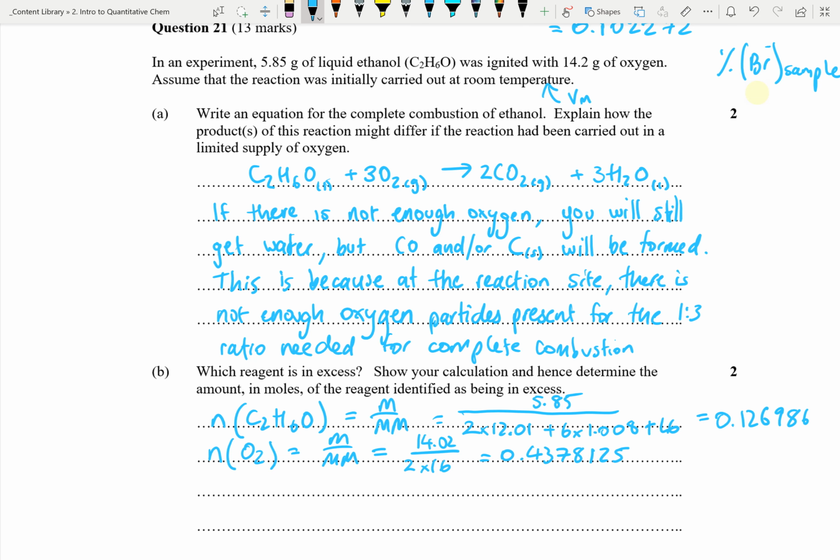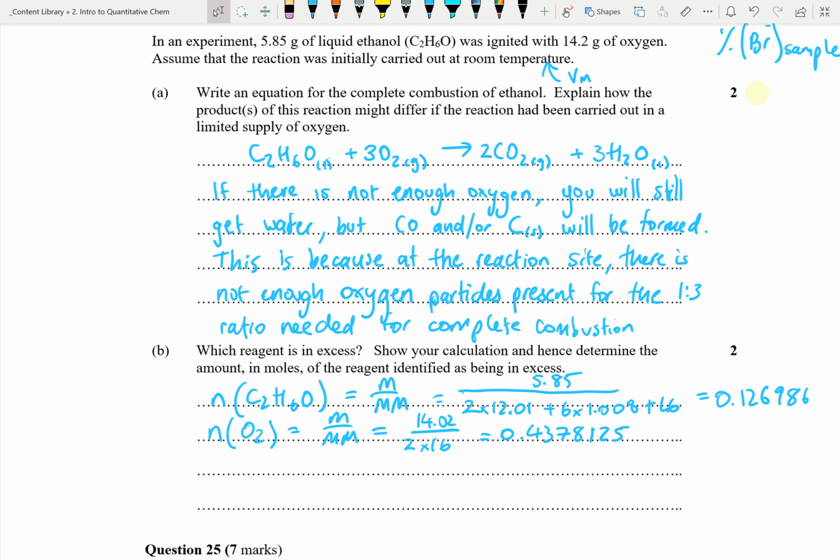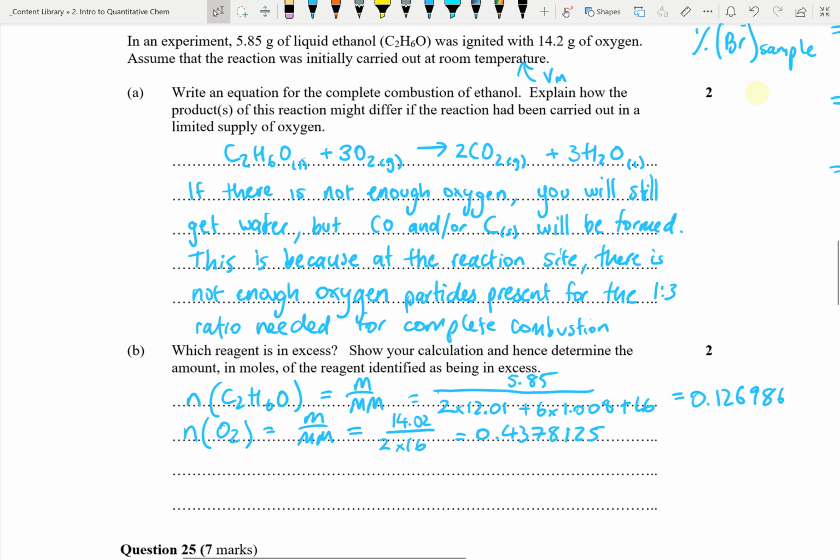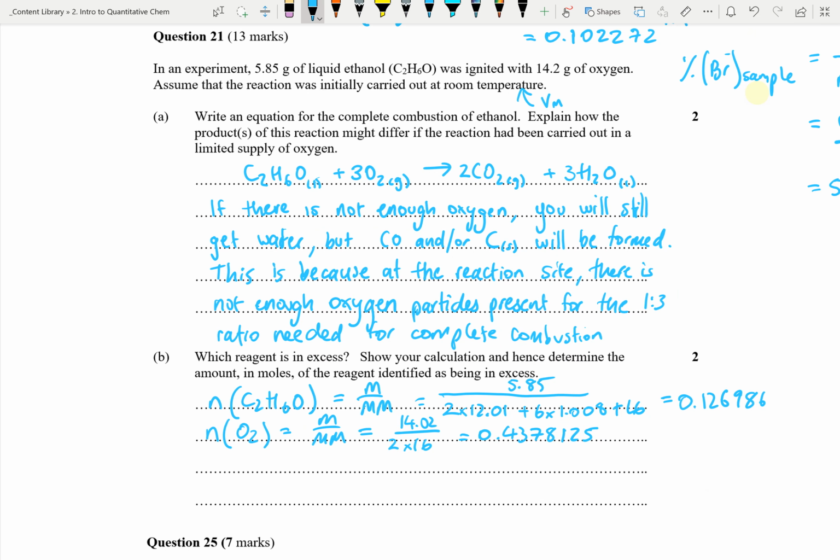Okay, so for all the fuel to react, I'm going to need 3 times, oxygen would need to be 3 times that. So I'm just quickly assessing that oxygen is going to be the one that's in excess, and I just got to basically state it.